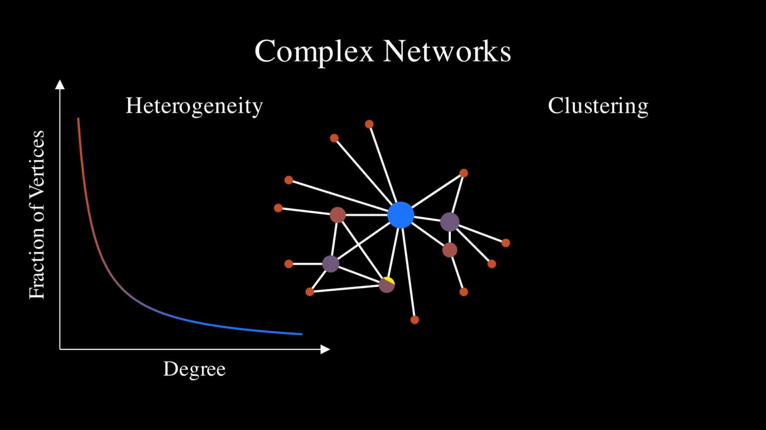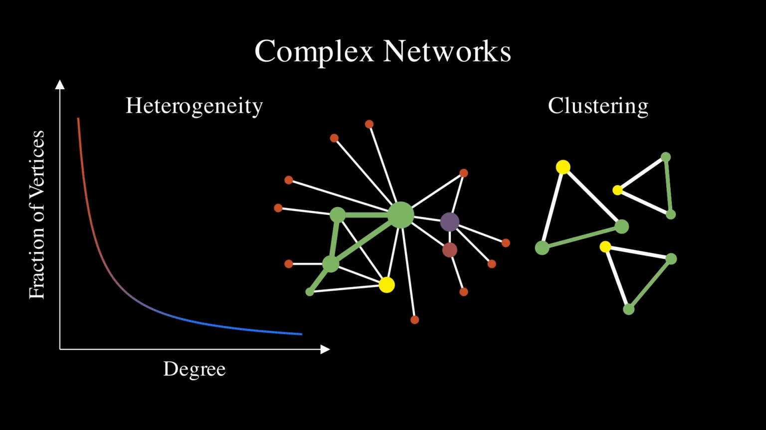The second property that is typically associated with complex networks is called clustering. It states that if we consider a node like the yellow one and look at the neighbors of that node, then we find a lot of edges among those neighbors, meaning together with the yellow node, they form lots of triangles.